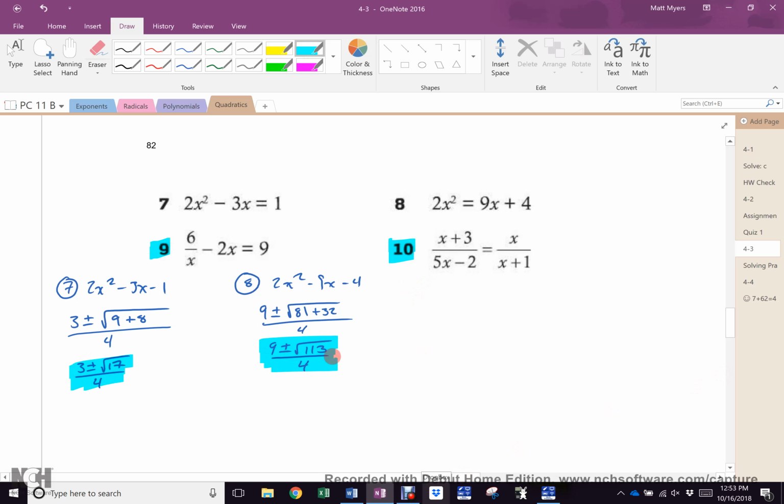There is 7 and 8. Once again, ladies and gentlemen, I remind you, it does you no good to write down those two answers and not work this through.